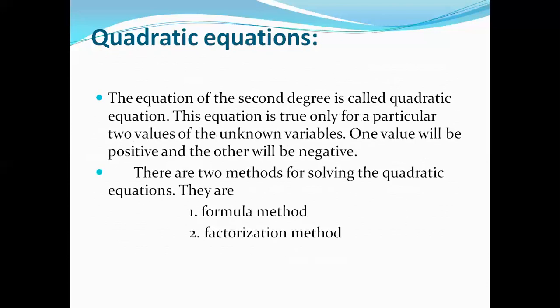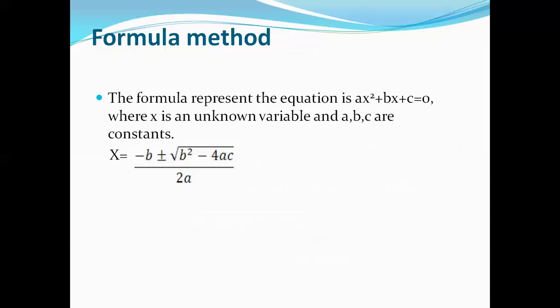Quadratic equations. The equation of the second degree is called a quadratic equation. This equation is true only for particular two values of the unknown variable. One value will be positive and the other will be negative. There are two methods for solving the quadratic equations. They are formula method and factorization method.